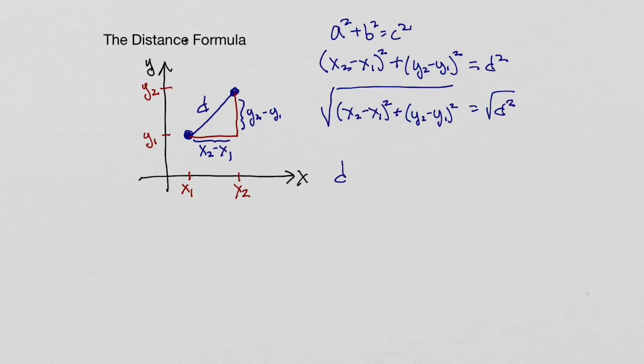So here's the distance formula. Distance between 2 points. D is equal to the square root of the quantity x2 minus x1 squared plus the quantity y2 minus y1 squared. We'll square root that, and there we have it.